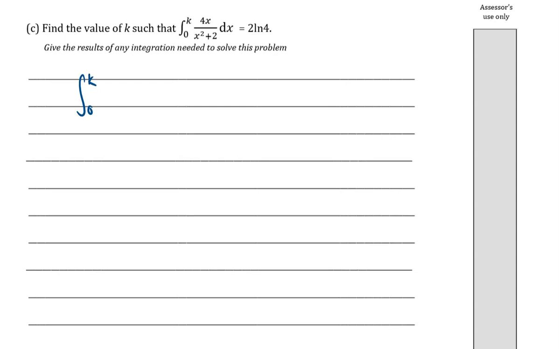For part C, we need to find the value of k that makes this thing true. So if we were to integrate from 0 to k of 4x over x squared plus 2 dx, then first of all recognise the top of that is a multiple of the derivative of the bottom. So we can do ln of x squared plus 2. It's not directly that thing, it's 2 times that thing, because if you differentiated ln of x squared plus 2, you'd get 2x, and we want 4x on the top, so it's got to be twice as big. And that will run between 0 and k, and then we can set it equal to 2 ln 4.